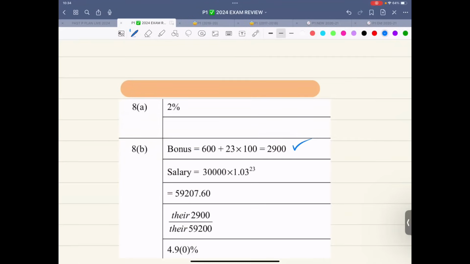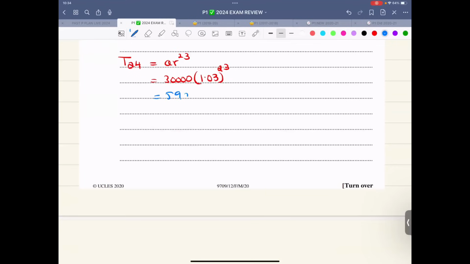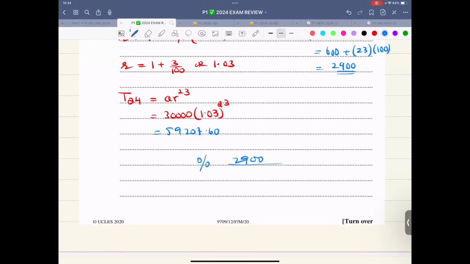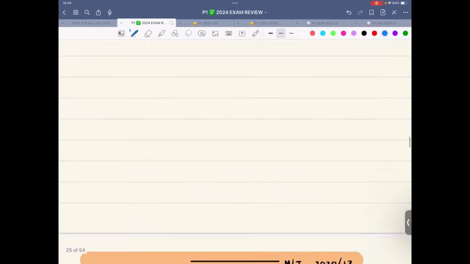We have this 2900. We have this value, which is 59207.60, and we want the percentage. So therefore, 2900 goes up, 59207.60 goes down, into 100. Use a calculator, and this is the answer that you get, 4.9%.